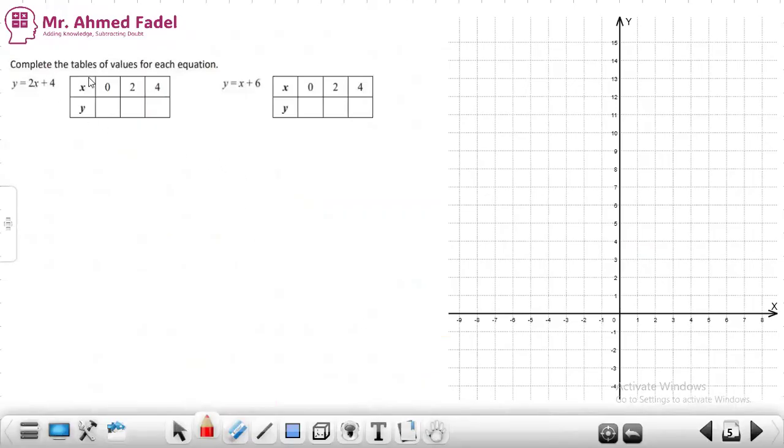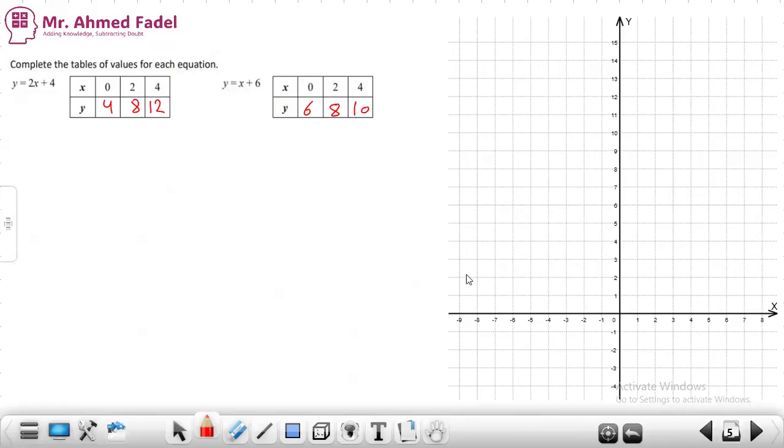Next, complete the tables of values for each equation. Here, I have x when x is 0. Substitute x be 0. So 2 times 0 is 0, plus 4 is 4. 2 times 2 is 4, plus 4 is 8. 4 times 2 is 8. 8 plus 4 is 12. Then the other: 0 plus 6 is 6, 2 plus 6 is 8, 4 plus 6 is 10.